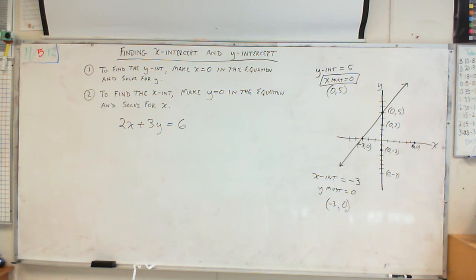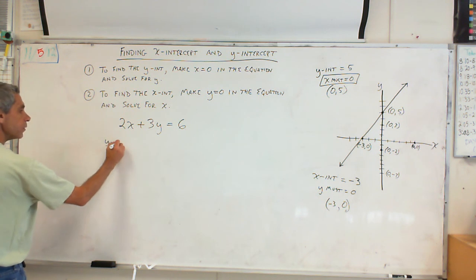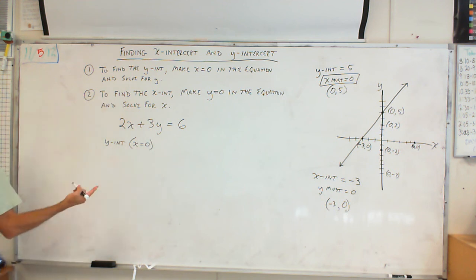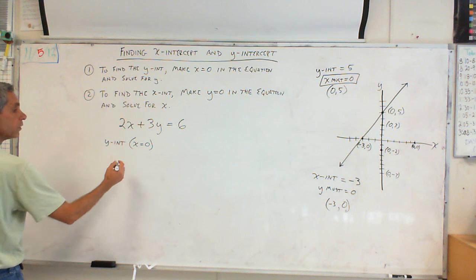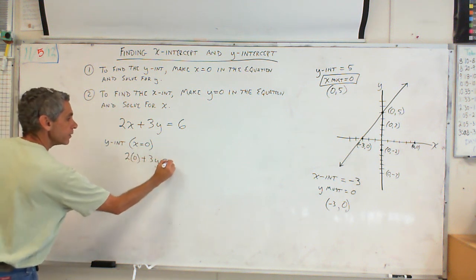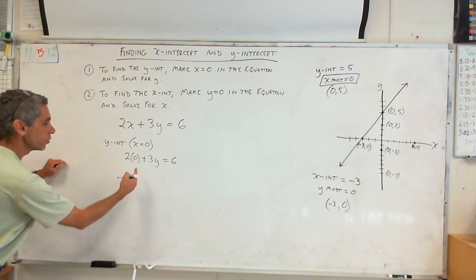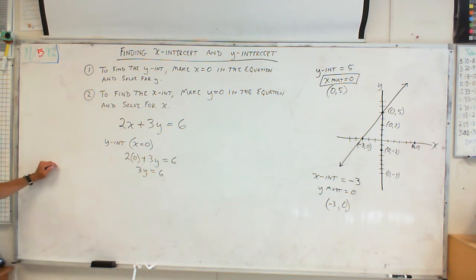All right, I want to find the y-intercept first. So I'm going to say y-intercept. And what do I know x has to be? 0. X has to be 0. Therefore, wherever I see x, I'm going to plug in a 0. So 2 times 0 plus 3y is equal to 6. What is 2 times 0? 0. So it's a nothing, I don't even need it anymore. So really, I have 3y equals 6. You guys with me? Make sense?